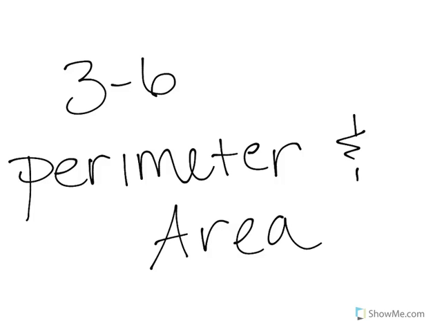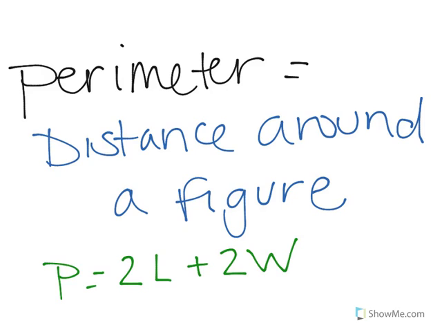This lesson is on section 3-6, perimeter and area. Now the perimeter of any object is the distance around that object or the distance around a figure. And we can figure out perimeter with the formula of saying perimeter equals 2 times the length of the figure plus 2 times the width of a figure.